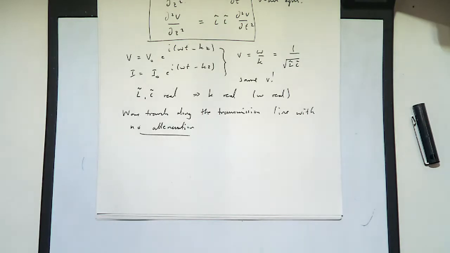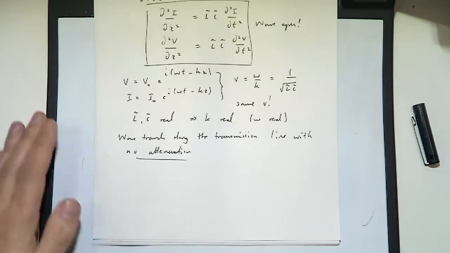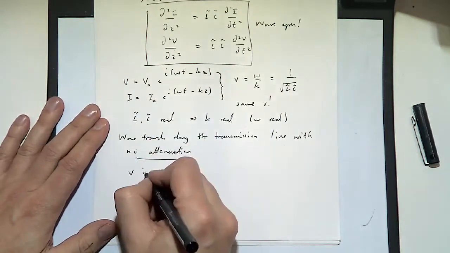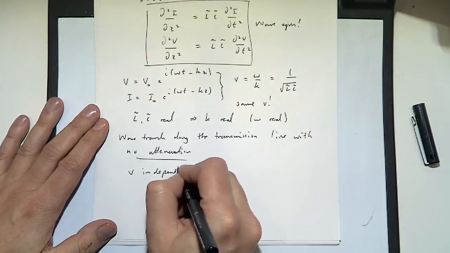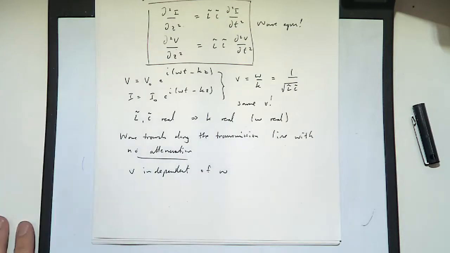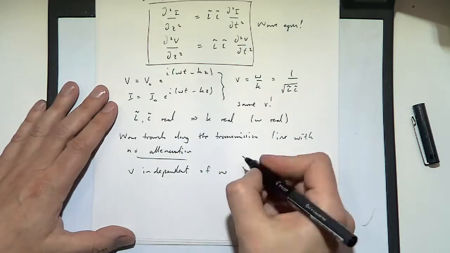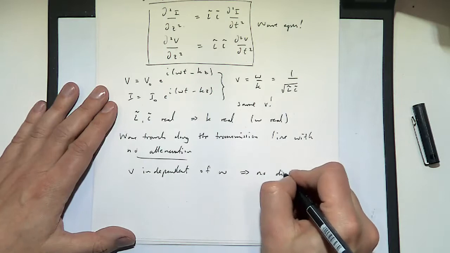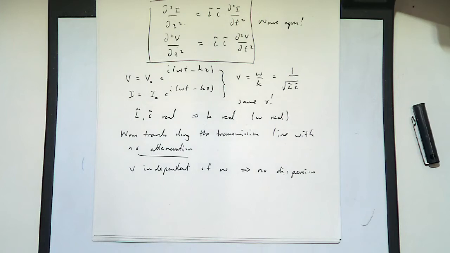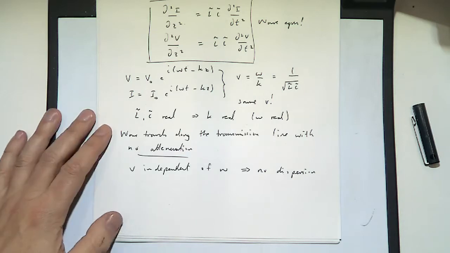Now, you've seen this transmission line. v, according to this, is independent of the frequency omega, assuming that the inductance and capacitance are also independent of omega. And in that situation, there is therefore no dispersion. Remember what we said dispersion was: a pulse composed of different frequencies. If there's no dispersion, that pulse does not disperse, because the different frequencies are all travelling at the same velocity.